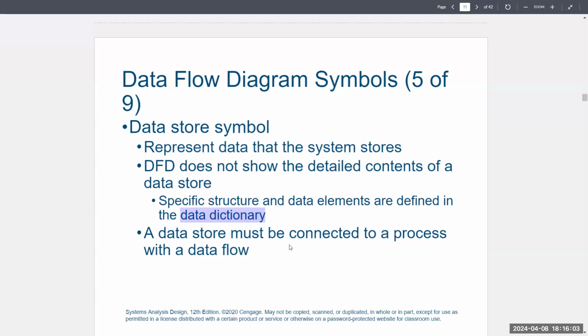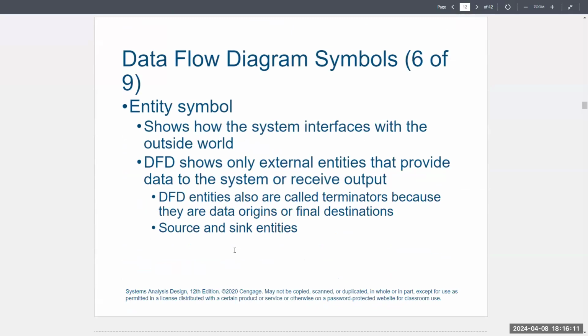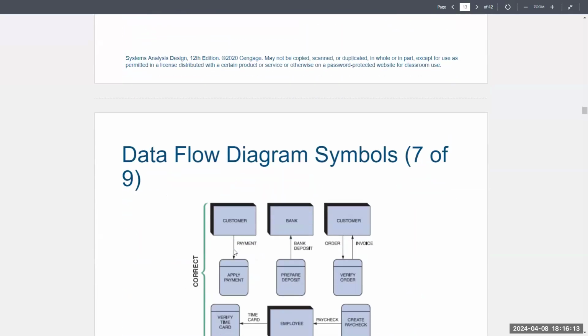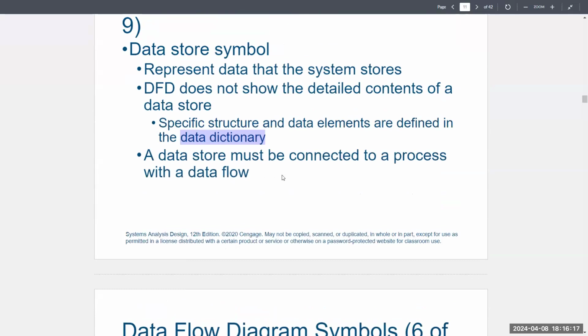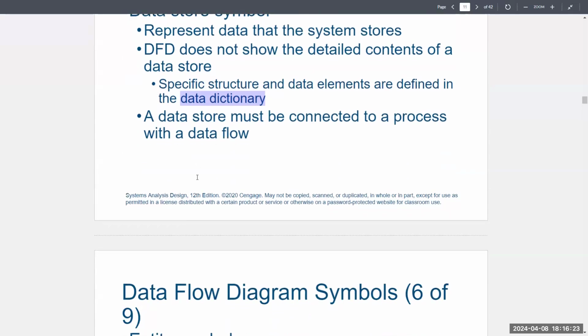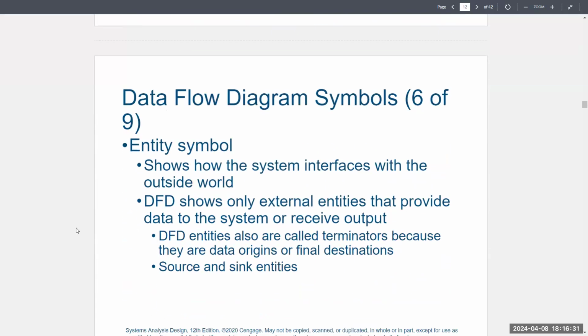So a data store must be connected to a process. That's another rule, right? With the data flow. So do we have an example here, right? Maybe here is what we're saying, but we'll just keep that in mind. It must be connected to a process with the data flow, so without the data flow, you cannot physically connect a data store directly to a process, is what they're saying.